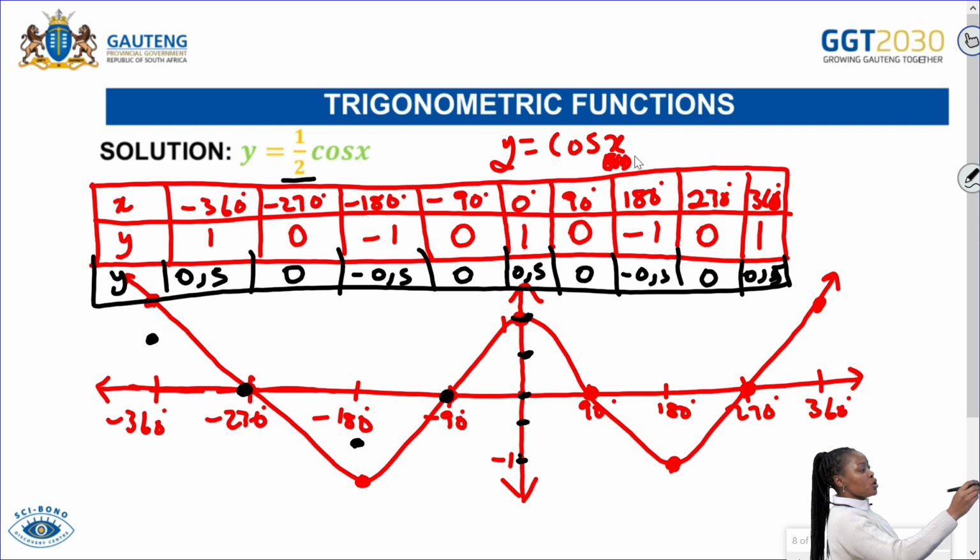At 0, I'll have 0.5, somewhere here. And then at 90, I'll have 0. And then at 180, I'll have negative 0.5. So it's going to be somewhere in between here. And then at 270, I'll have 0. And then at 360, instead of having 1, I now have 0.5. So let's connect our points.